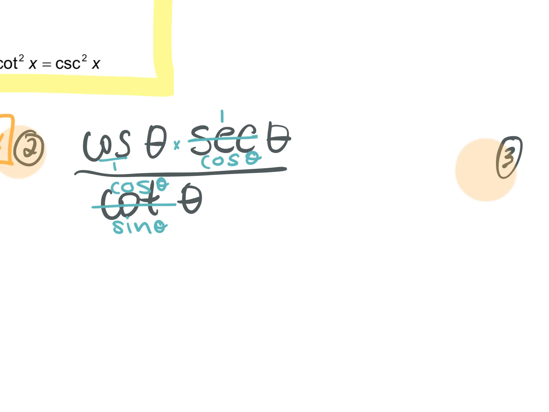When I'm multiplying, if I have a cosine on the top and the bottom, what could we do? They can cancel. So what are we left with up top? 1 over. We still have the cosine over sine on the bottom.